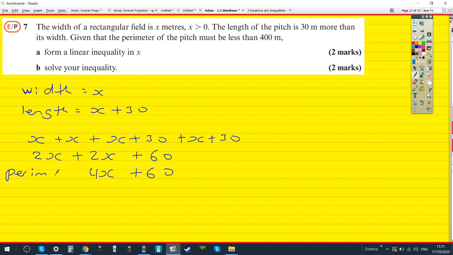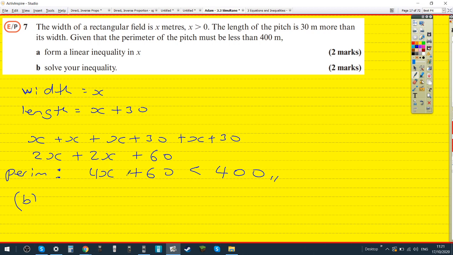What else do we know about the perimeter? That it has to be less than 400 meters. And so 4x plus 60 is less than 400. And so that's our inequality. So we formed the inequality and now we solve the inequality. Okay.